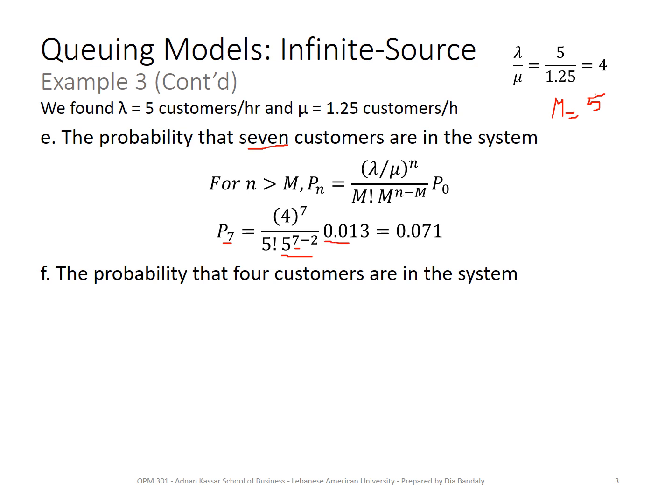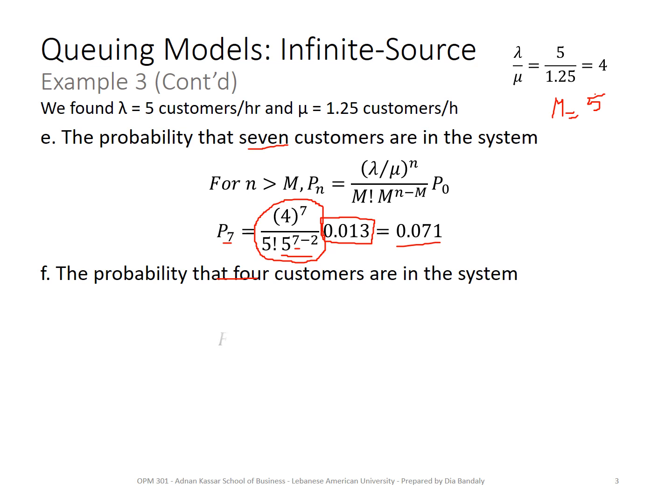And don't forget to multiply by P0. This is also a common mistake. Students get too much involved in finding this that they forget to multiply their answers here by P0. Doing that, you get 0.071. That is the probability that 4 customers are in the system.